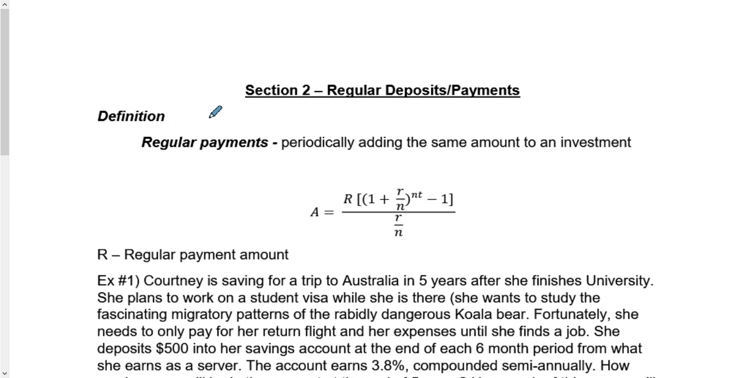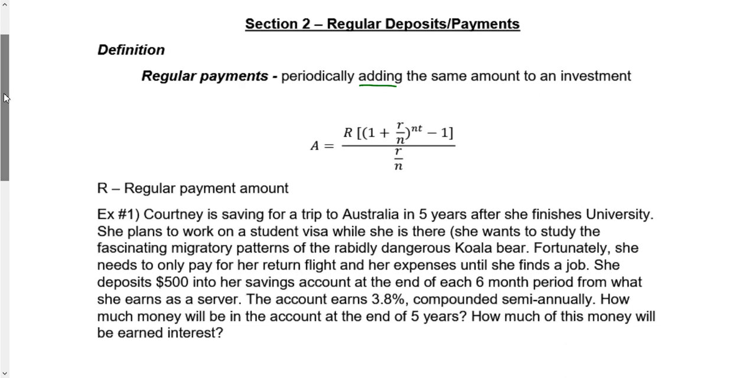In this next section, we are going to talk about regular deposits or payments. It's a little bit different than compounding, because in a regular payment, you're periodically adding the same amount to an investment. So you're adding something every single time. In order to understand it, let's get into a question.